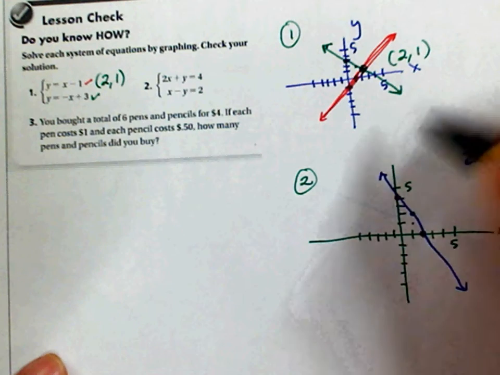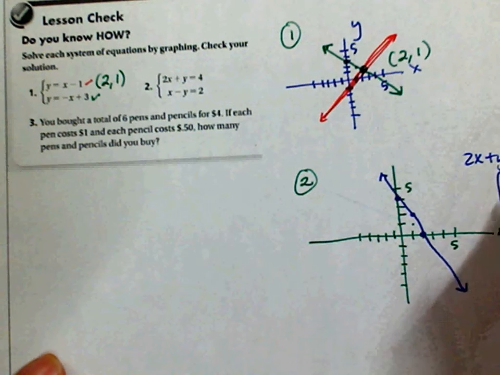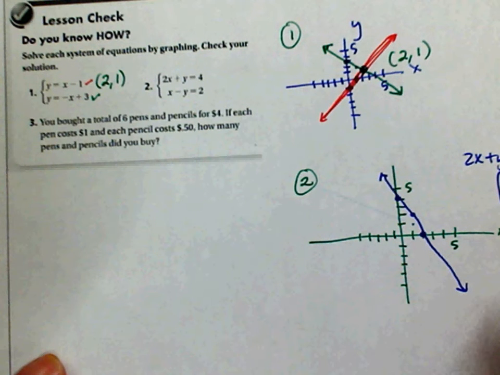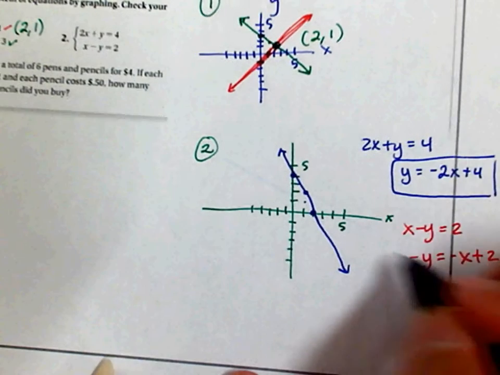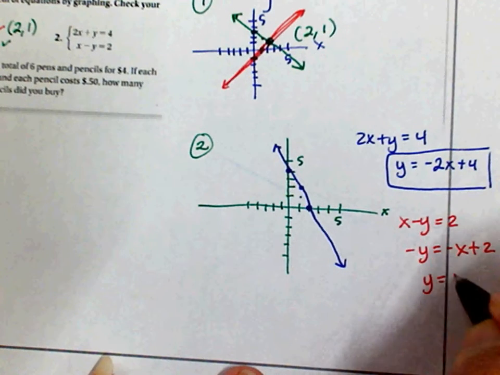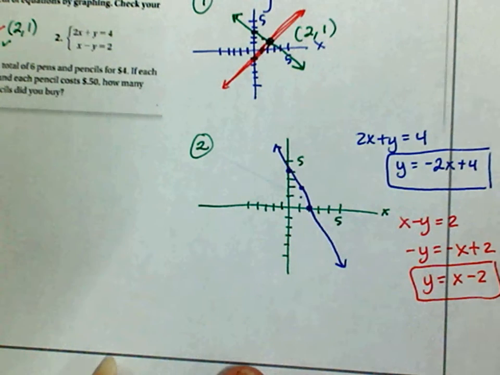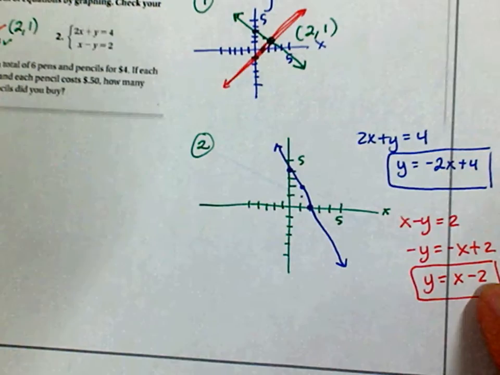Okay? Let's graph the other one. So x minus y is equal to 2 minus x. So negative x plus 2, times it by negative 1. So y is equal to x minus 2. Basically, you flip all the signs. Okay? So notice, slope's different, y-intercept's different. So they're probably going to cross.